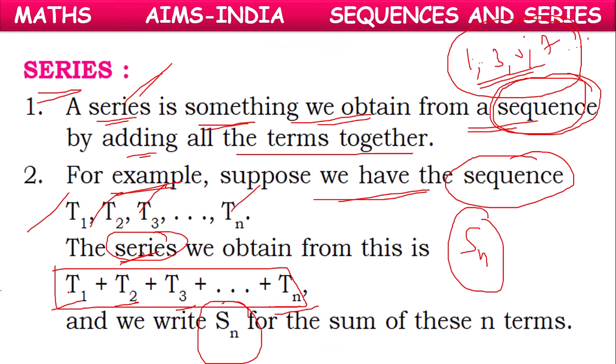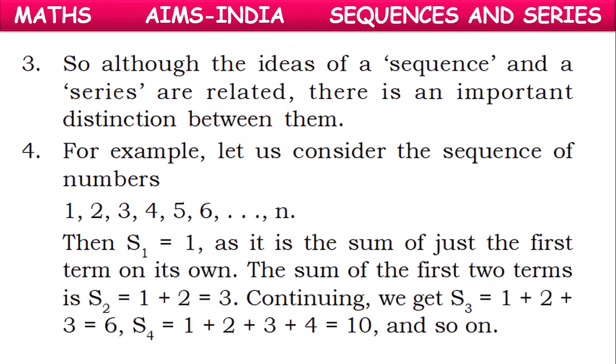So we represent this series as Sn, which means the sum of all n terms, starting from 1 to n. So this is the sum of n terms. Series means nothing but, if we already have a sequence, then all the terms added together is named a series.